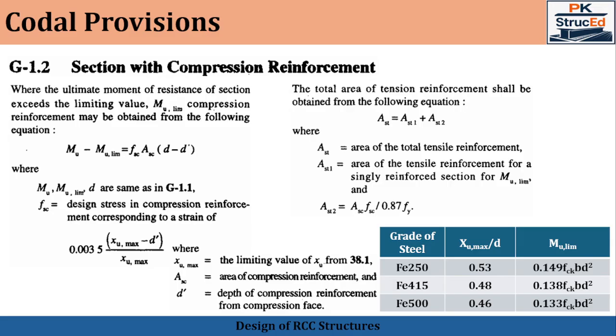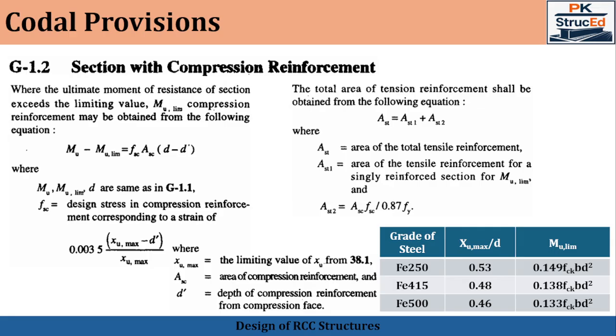Now coming to the compression steel, its role in the doubly reinforced section is that it will increase the moment capacity of the beam, and also improve the ductility of the section, whereas it will reduce the long-term deflection, thereby enhancing the performance under repeated loading.